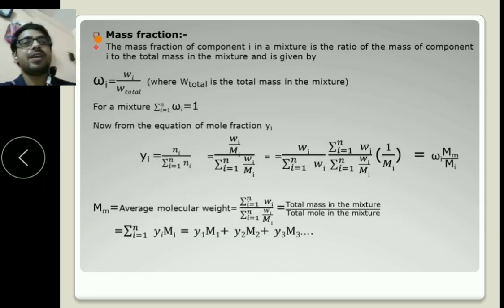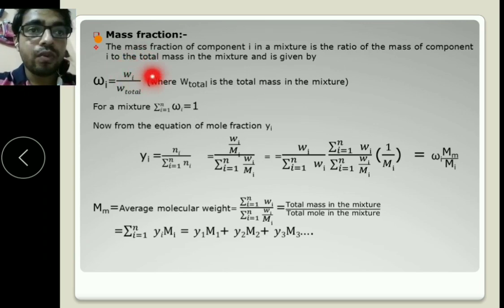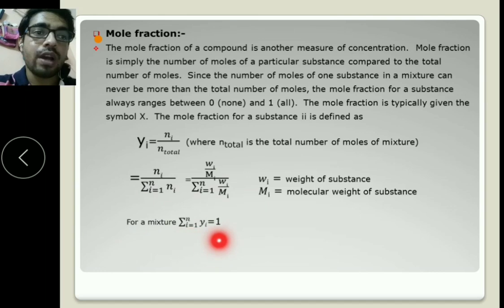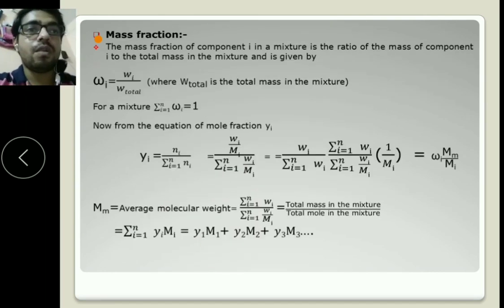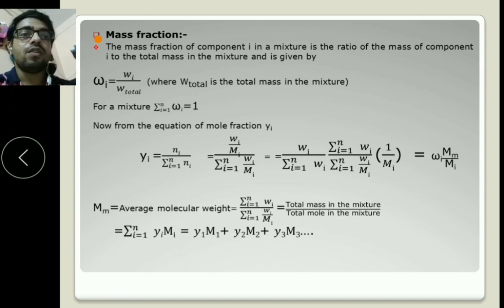Next, mass fraction. Similar to mole fraction, the mass fraction of a component i is the mass of that component, Wi, divided by the total mass W total, where W total is the total mass in the mixture. Similarly, for a mixture the summation of Yi equals 1. So the summation of mass fractions, the summation of mole fractions, and even the summation of volume fractions, which will come on the next page, are all equal to 1.